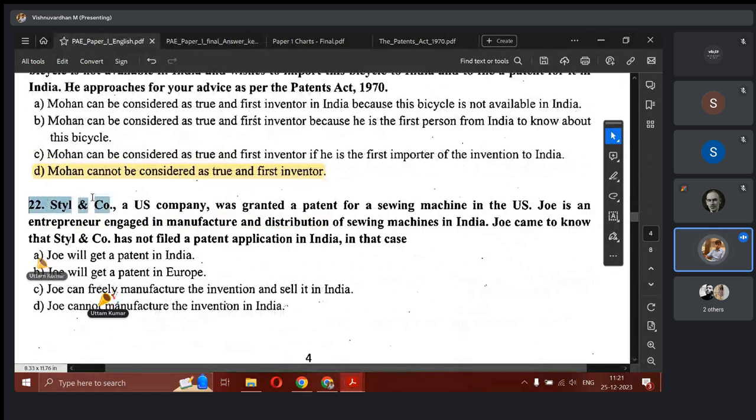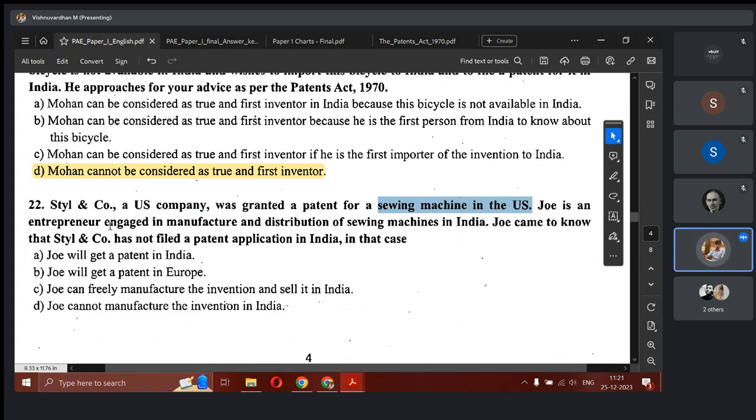So 22, Style and Co, a US company, was granted a patent for a sewing machine in the US. Okay, pay attention. Okay, it's the same concept. So it's a US company. It has a patent for a sewing machine in the US. So I already told you guys, patent rights are territorial. So if you have it in the US, you can't get it in India. Okay, so it doesn't mean you get the protection in India.